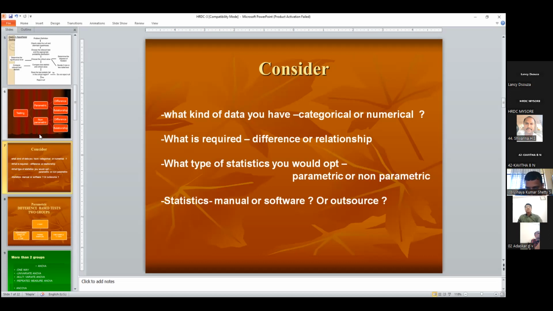Then, having these two things, the type of data and the kind of analysis you require, now you have to decide which kind of test you have to apply, whether parametric or non-parametric. Now this is more important, because sometimes, as I said, you may have to go for a normality check. Once you go for a normality check, sometimes though your data is parametric, you may have to forcibly do a non-parametric test.